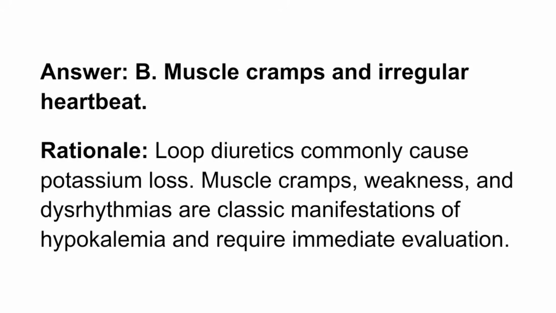Muscle cramps and irregular heartbeat. Rationale: loop diuretics commonly cause potassium loss. Muscle cramps, weakness, and dysrhythmias are classic manifestations of hypokalemia and require immediate evaluation.